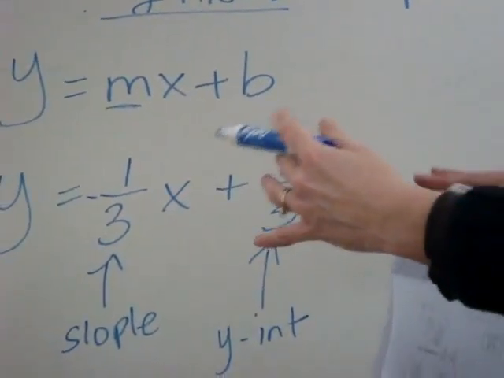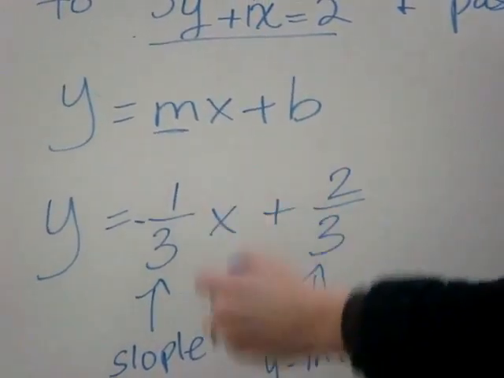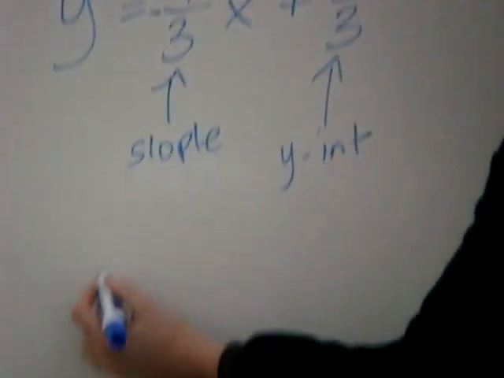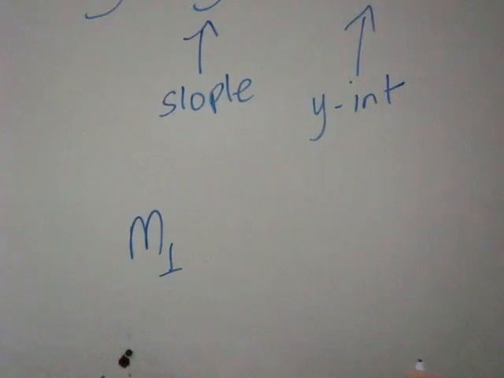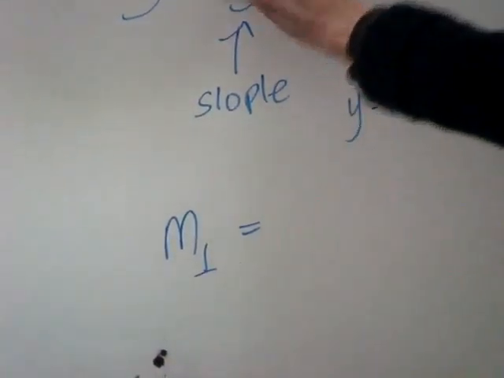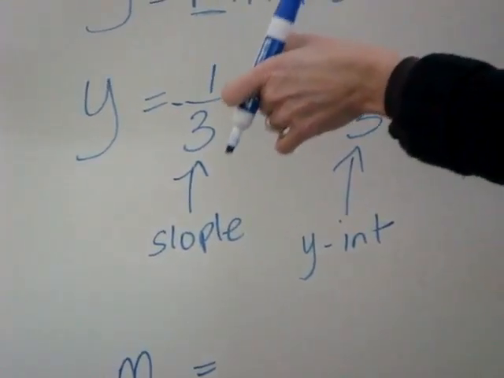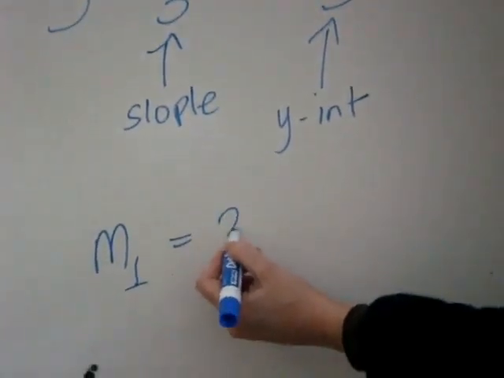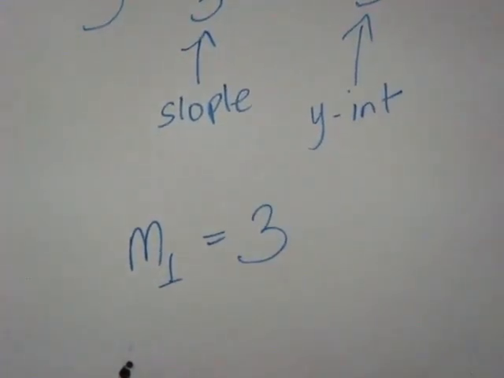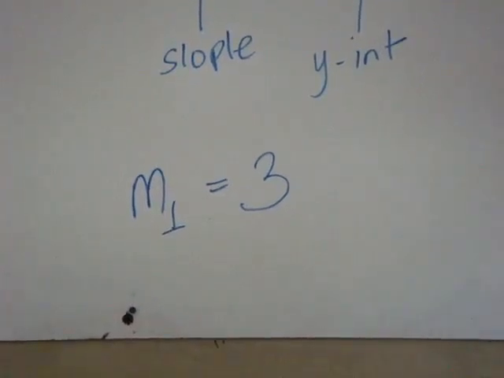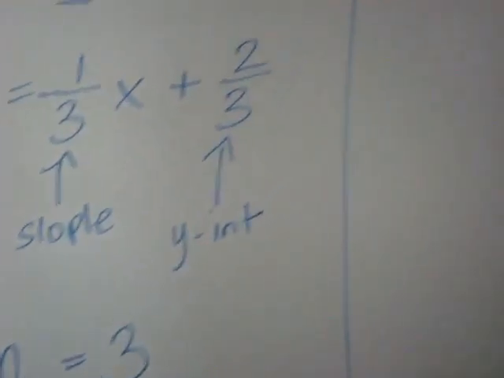Now, we want an equation of a line that's perpendicular to this line. So the slope we need to use, I'll call it the perpendicular slope, is the negative reciprocal of the given line. So our slope that we're going to work with is now going to be 3. So, I think you can go from here.